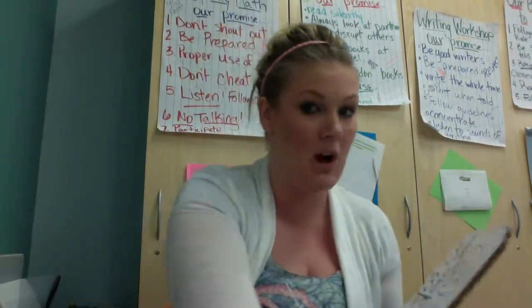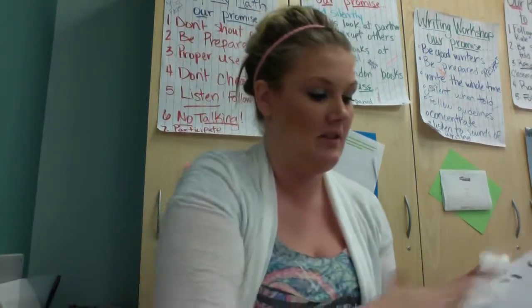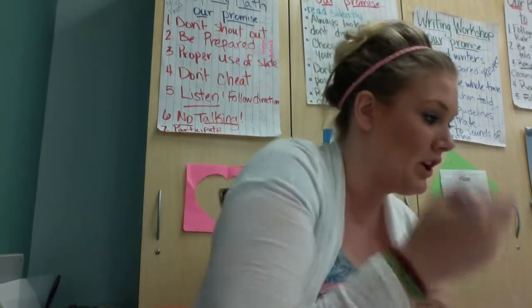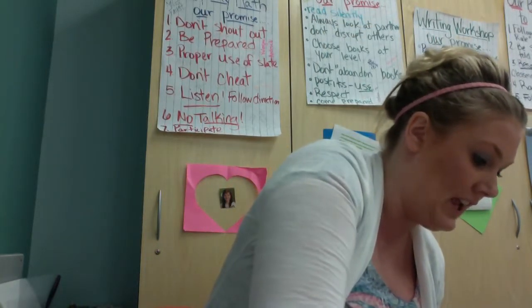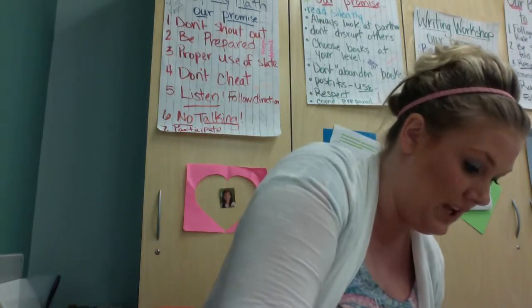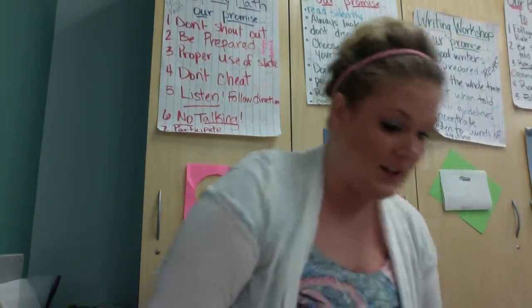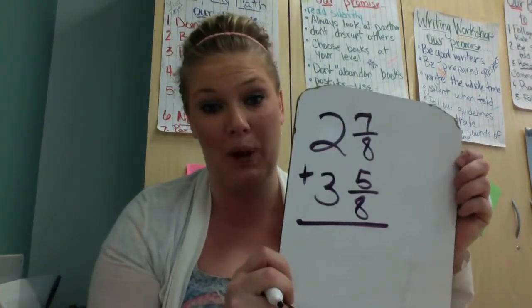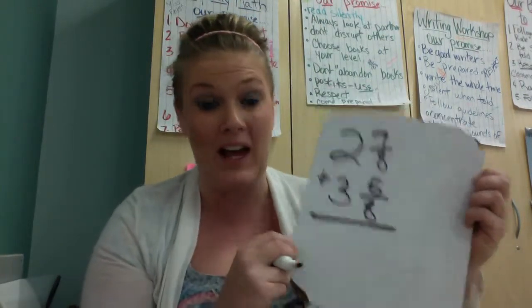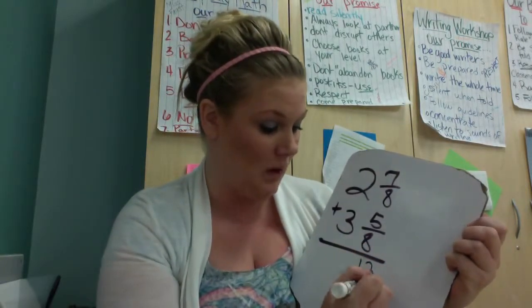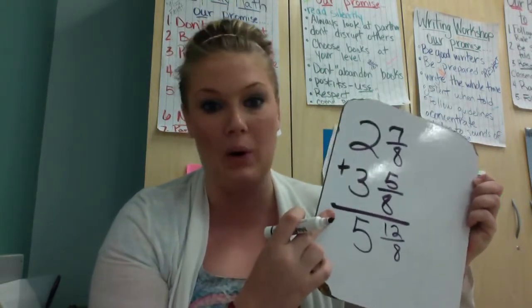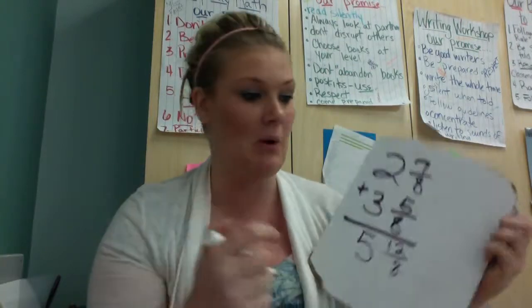Okay, we're going to do one more. We're going to do 2 and 7/8 plus 3 and 5/8. Now, I already know that we're going to have a problem here. We're going to end up with an improper fraction because 7 plus 5 is 12. So we have 12 eighths and we have 2 plus 3, which is 5. And I know 12 eighths is too big. It needs to be broken down.